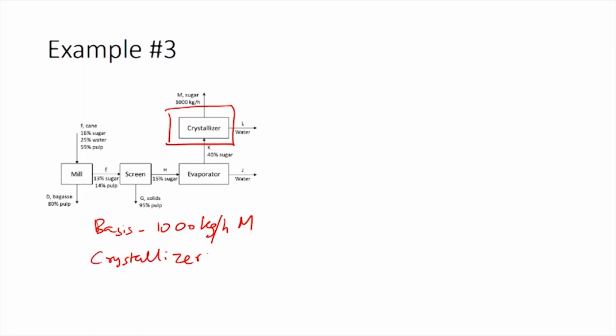So we need to now write the total balance and the component balances for the crystallizer. The total balance would be input equals output, assuming that the process is at steady state, and because it is a non-reactive process, generation and consumption terms go to 0, leaving you input equals output. So the total balance will then be written as K equals L plus M. We know the value for M, we do not know the value for K and L. Now, let us write a component balance.